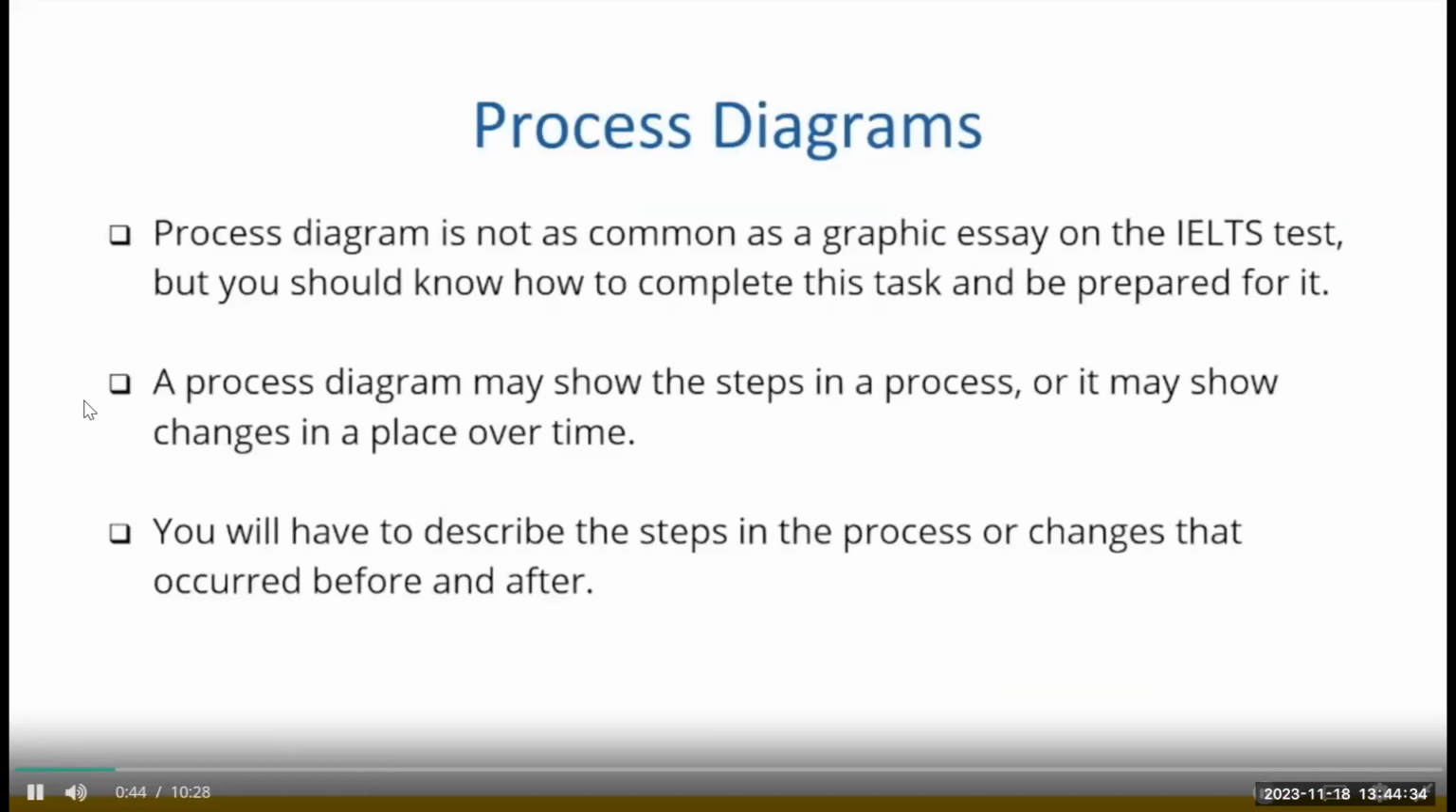Anyways, a process diagram may show the steps in a process, or it may show changes in a place over time. Your main task is to describe the steps in the process or the changes that occurred before and after. In the following slides, I will be explaining different tips, strategies, and steps on how to complete this task successfully.